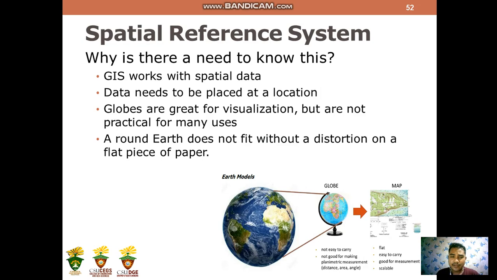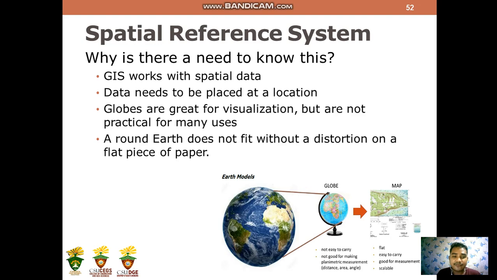Alright, so let's move on to the spatial reference system. Why do we need to know about this? It is because we are now in the modern era, like cartographers, where we map geographical information using GIS. So we need to know what the reference system is. GIS works with spatial data, and that data needs to be placed at a location, so you georeference it.